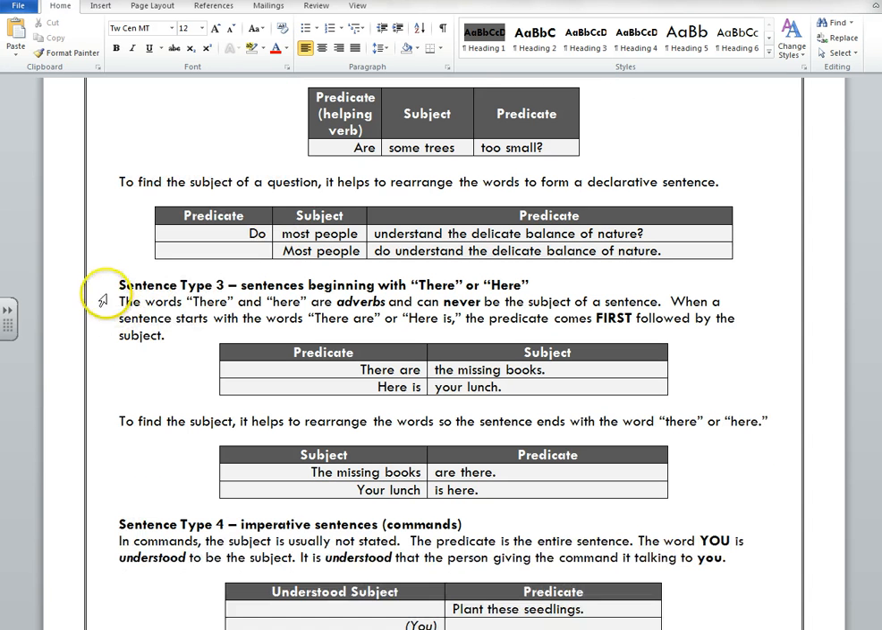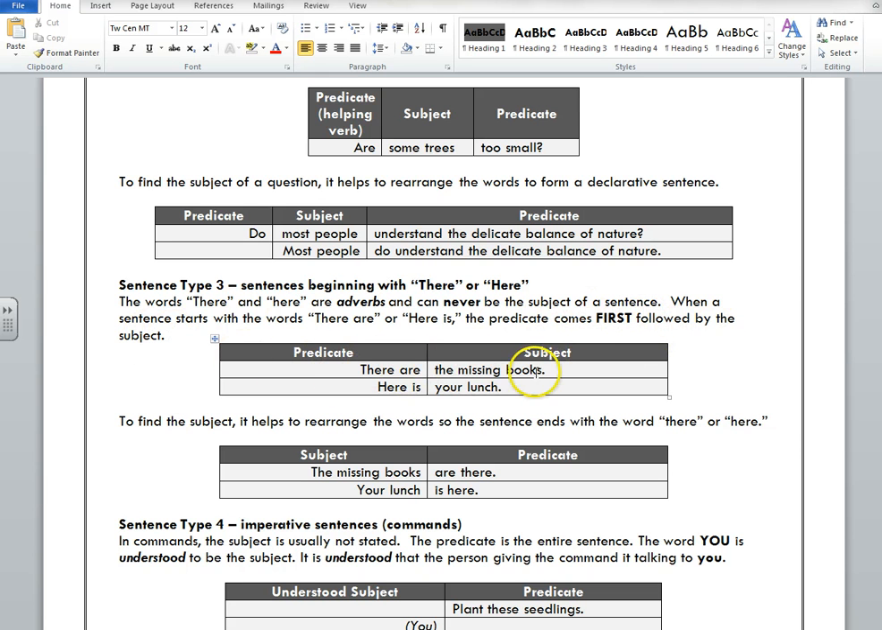The next sentence type we're going to look at is sentences that begin with there or here. These are sentences that put the predicate first. There and here are adverbs. They say where something is, and that's what adverbs do. They are never the subject of a sentence. So when you start a sentence with there and here, you are putting the predicate first, followed by the subject.